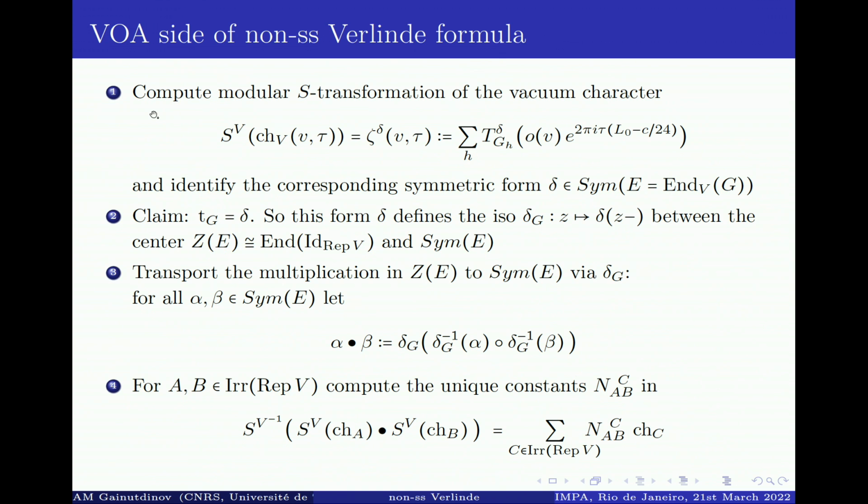Multiply them via this multiplication. Apply the inverse S transformation. It should necessarily be decomposed into two irreducible characters, and you get the structure constants. So from this point of view, you use only VOA data. But also, of course, you need to understand projective objects, because you need to understand the projective generator.